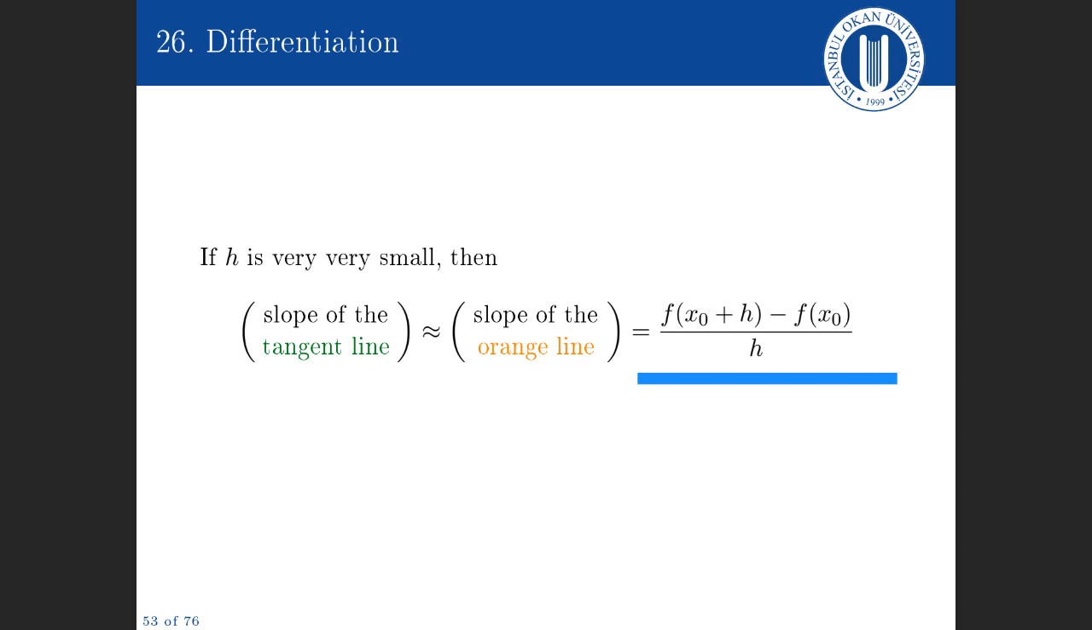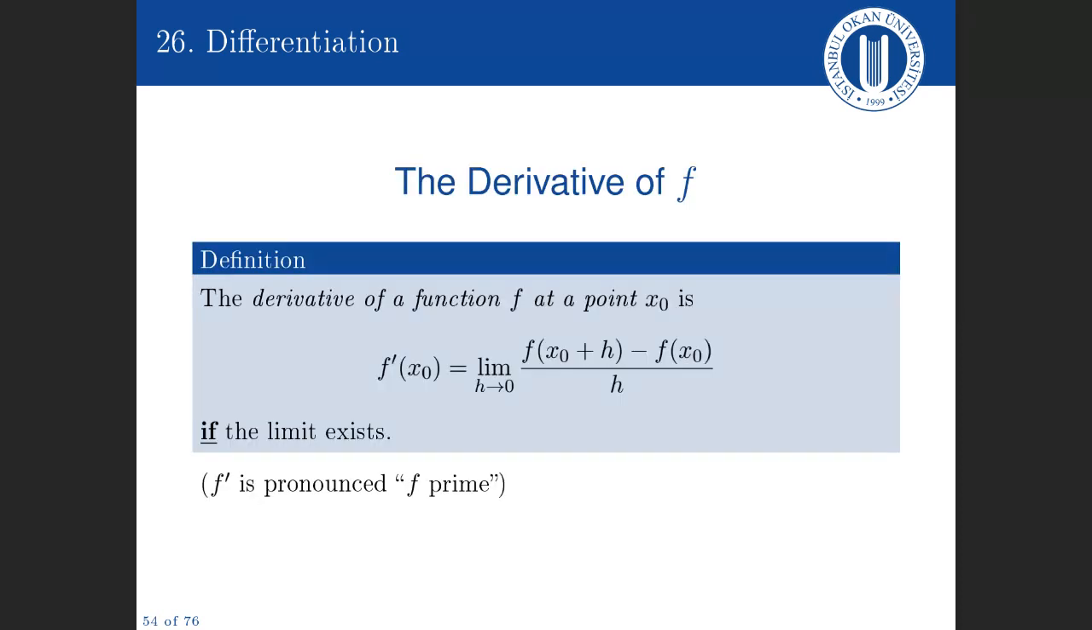But we've been talking about close to already today. Anytime we start thinking about what happens if something is close to something, we want to be talking about limits. So that motivates this definition. The derivative of a function f at the point x0, that's another way of saying the slope of the graph of f, is the limit as h tends to 0 of the slope of the orange line, f of x0 plus h minus f of x0 divided by h, if this limit exists. And we call the derivative of a function f prime.